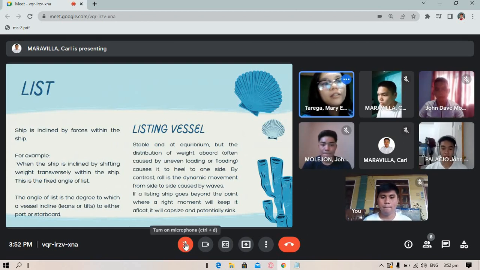By contrast, roll is the dynamic movement from side to side caused by waves. If a listing ship goes beyond the point where a righting moment will keep it afloat, it will capsize and potentially sink. Moreover, what does it mean when a ship is listing? A listing is a nautical term to describe when a vessel takes on water and tilts to one side. A ship can list either to port, which is left, or starboard, which is right. By contrast, a ship is said to be trimming when she tips forward or backward.